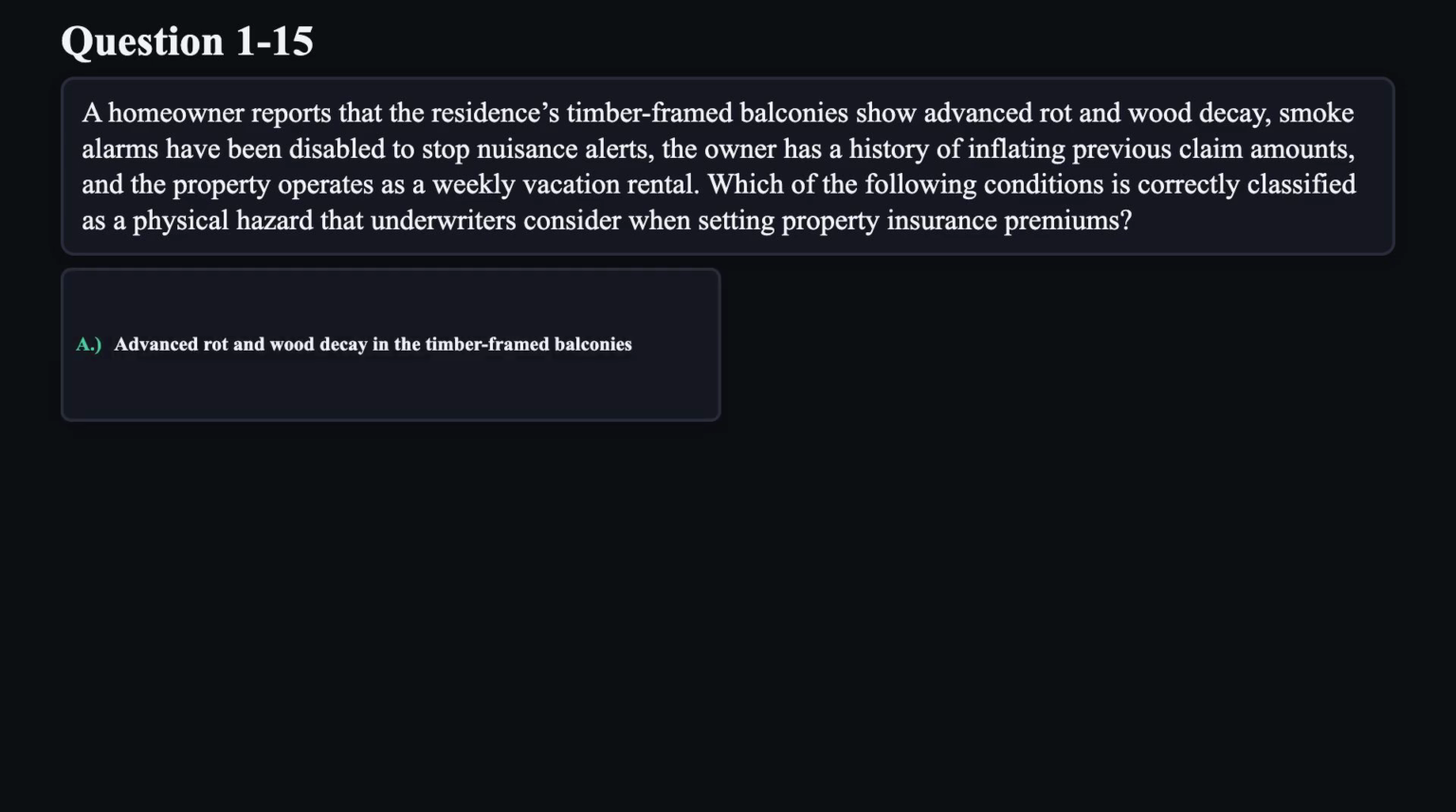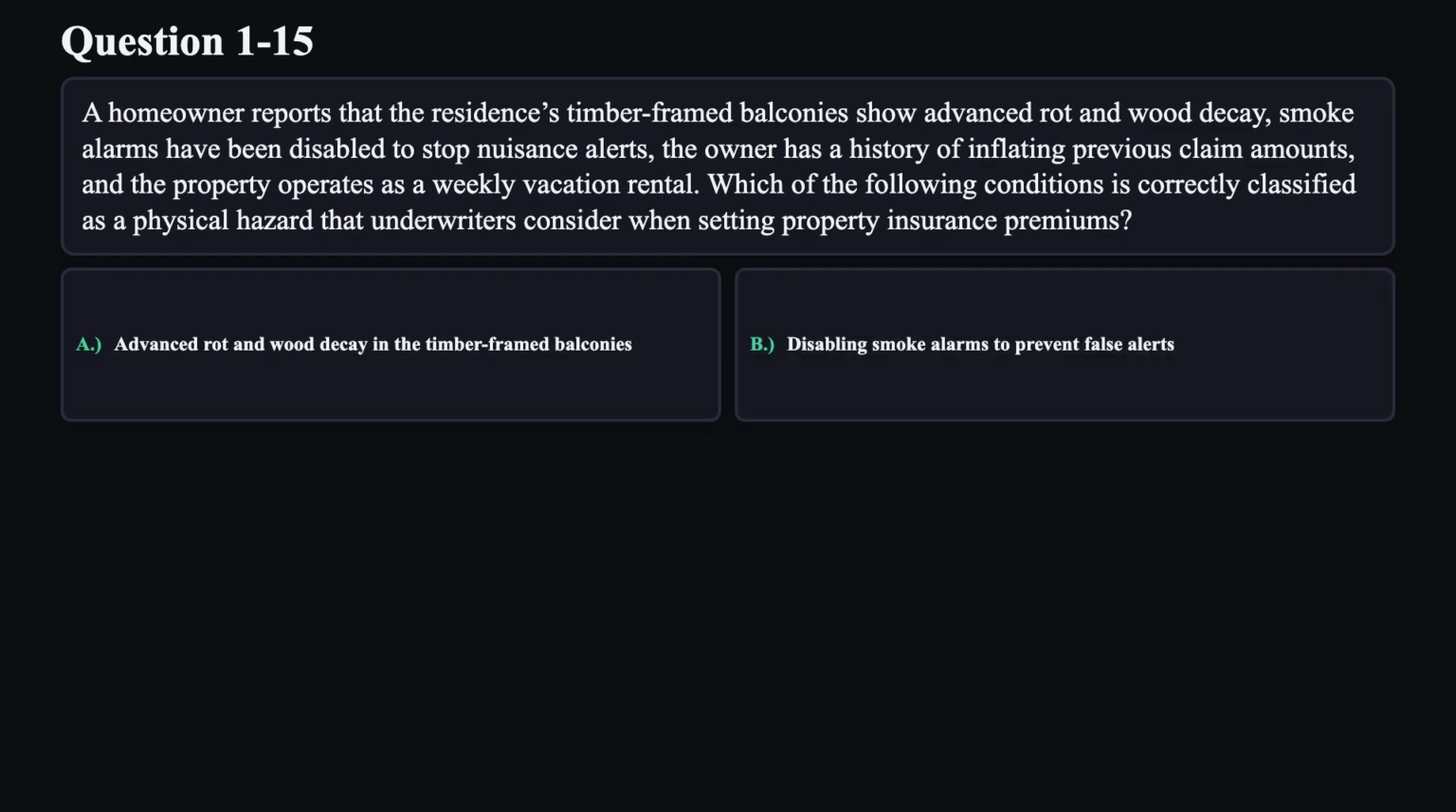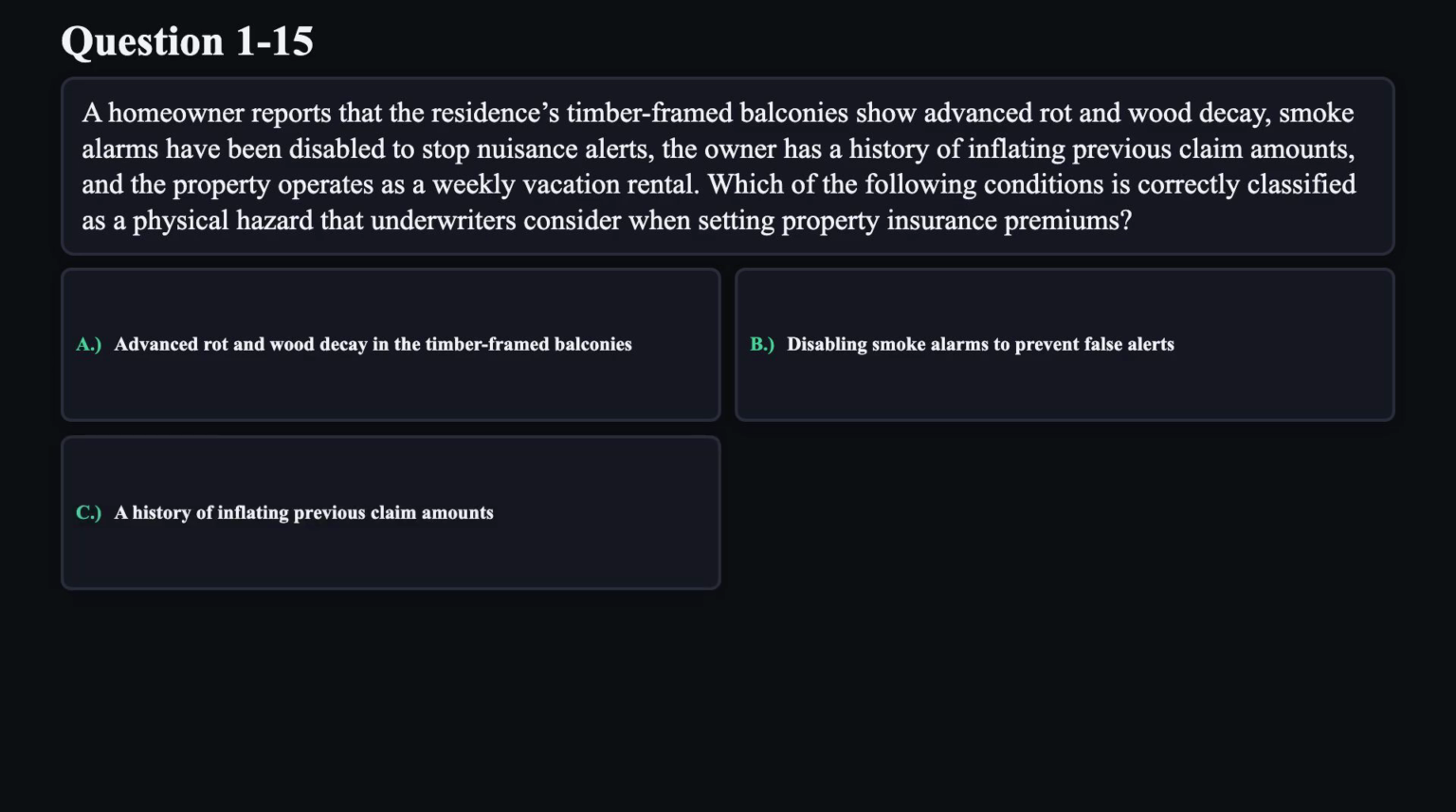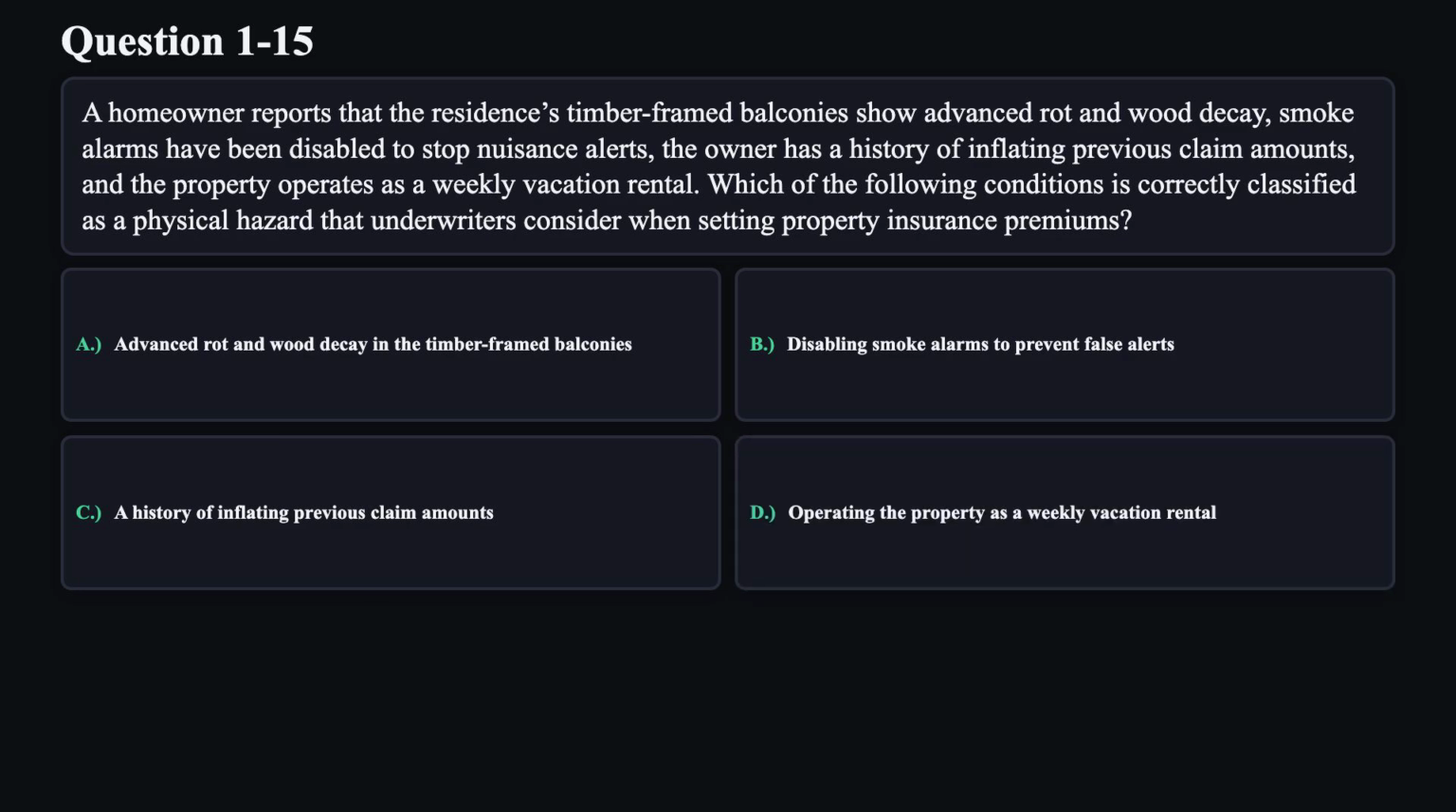A. Advanced rot and wood decay in the timber-framed balconies. B. Disabling smoke alarms to prevent false alerts. C. A history of inflating previous claim amounts. D. Operating the property as a weekly vacation rental.